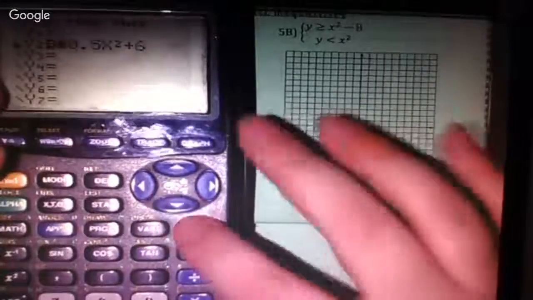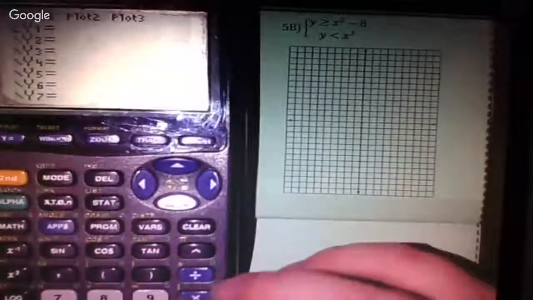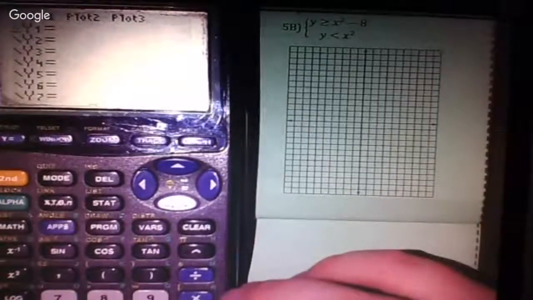So again, go into your y equals. Clear it out. Notice when you cleared it out, it also cleared your shading. So you're going to have to go back and change that too. My first one is greater than, so you need to change your shading to be greater than. So that should be the one shaded. Oops, I went too far.